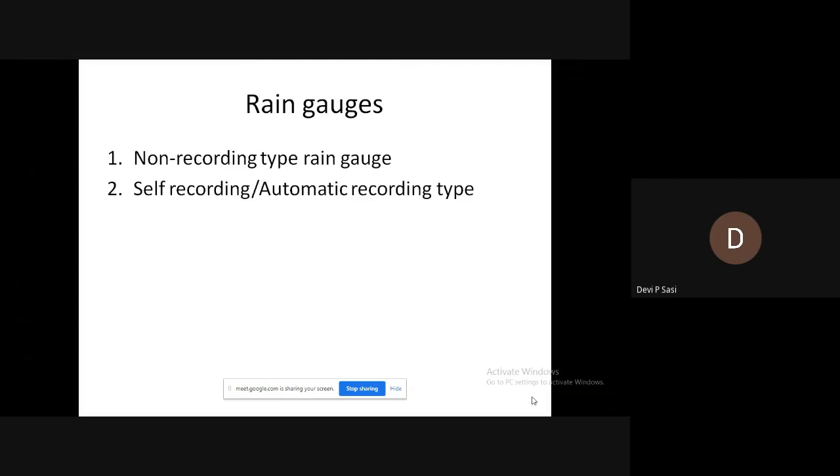The non-recording type rain gauge does not measure the rainfall directly, but the self-recording or automatic recording type rain gauge measures the amount of rainfall directly. That is the self-recording or automatic recording type rain gauge.